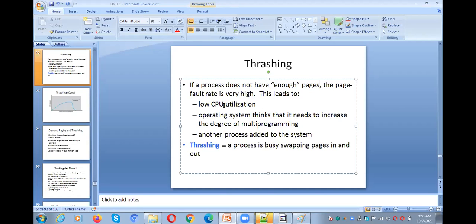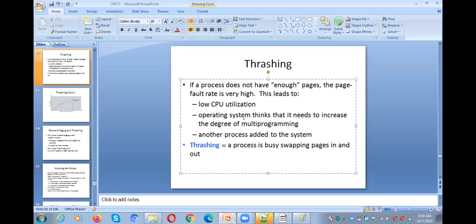Whenever the CPU utilization is low, because of multi-programming, the operating system wants to increase the multi-programming. Another process is added to the system in order to increase the CPU utilization. If we add more processes into the main memory, again the number of frames for a particular process will be low. So every time there is a decrease in CPU utilization, the operating system will try to increase the multi-programming.